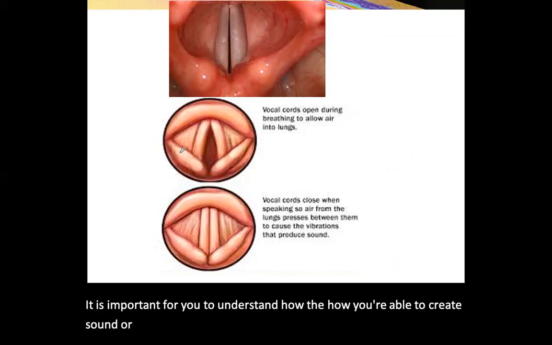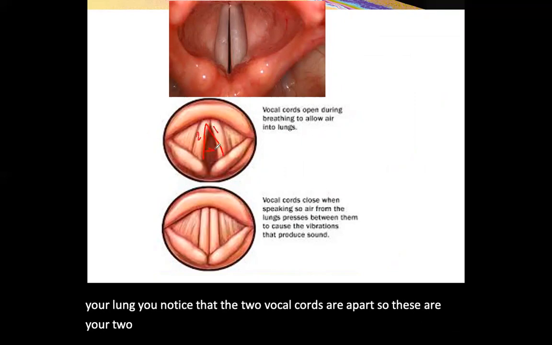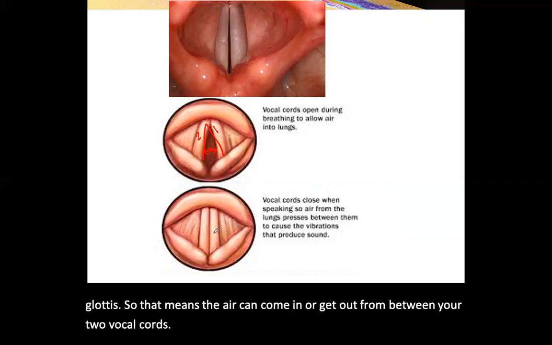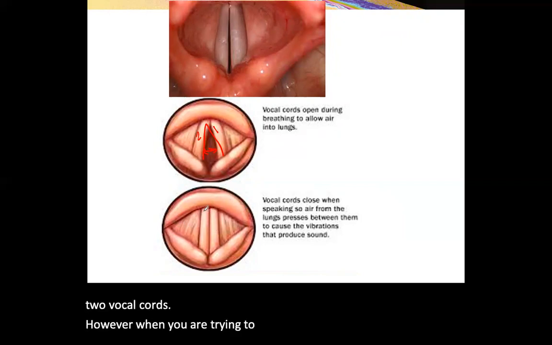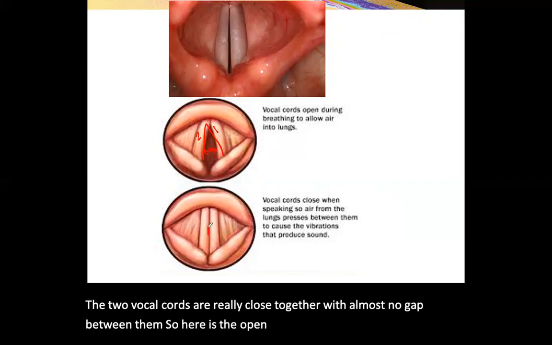So when you are bringing air into your lung or out of your lung, you notice that the two vocal cords are apart. So these are your two vocal cords, and the gap between them is open. That gap is the glottis. So that means the air can come in or get out from between your two vocal cords. However, when you are trying to create sounds, the two vocal cords are really close together with almost no gap between them. So here is the open glottis, here is the closed glottis.